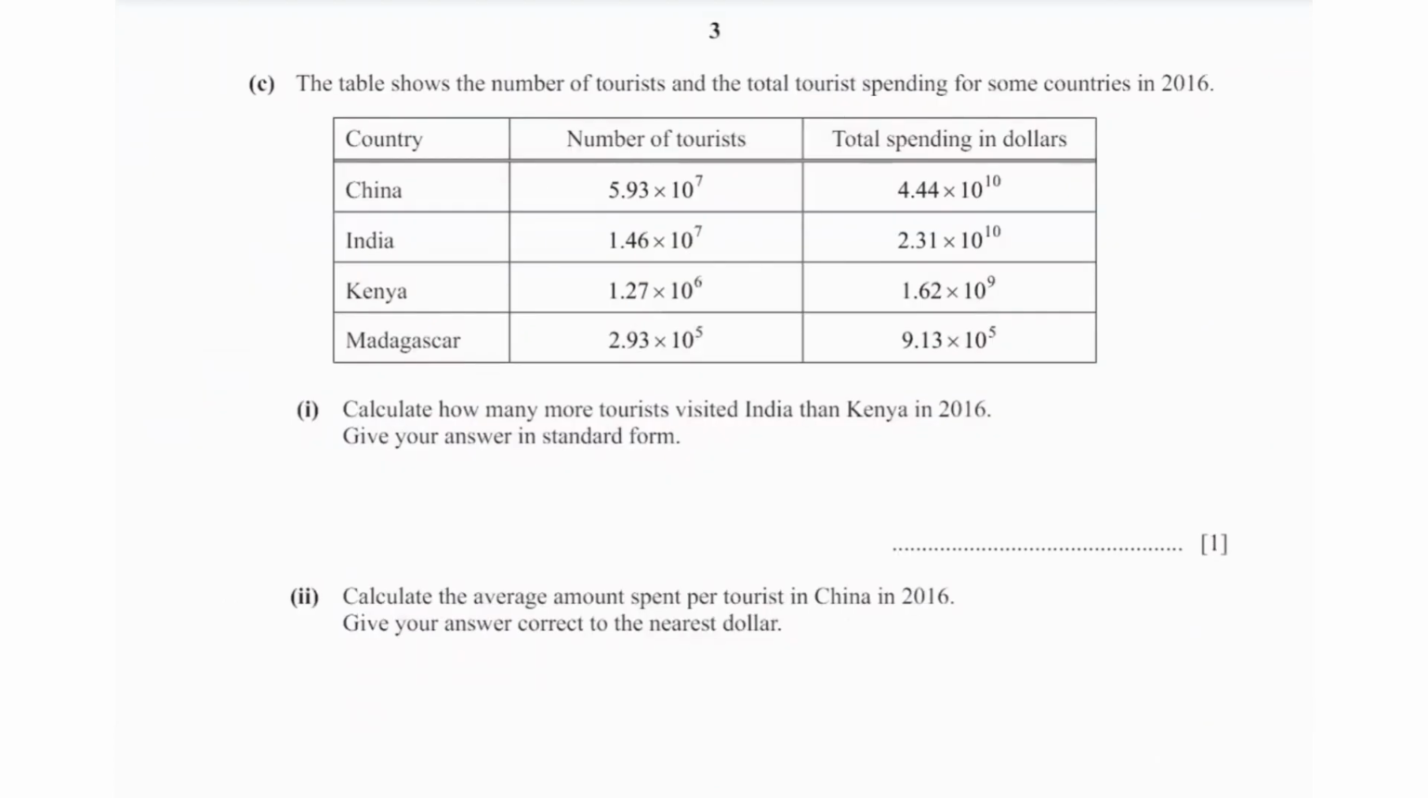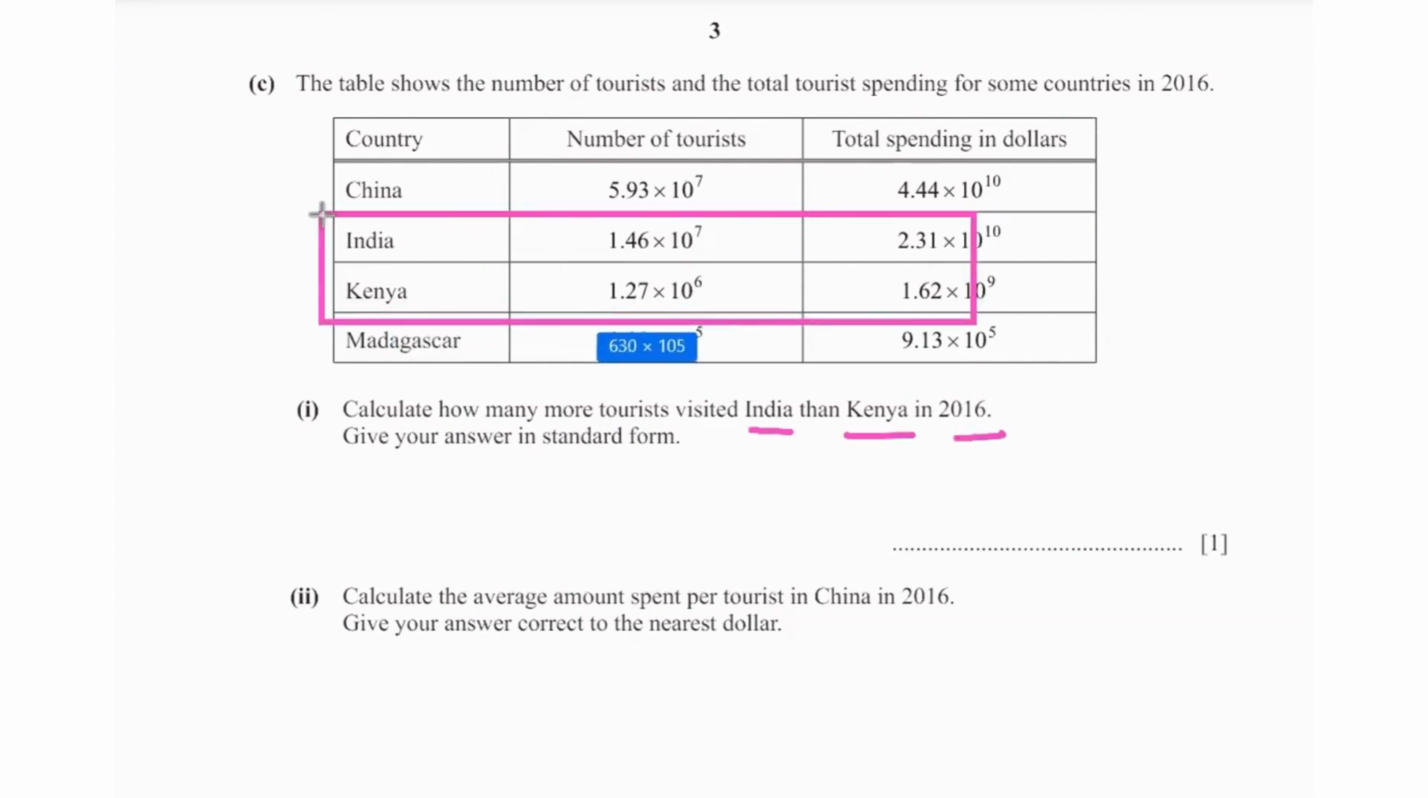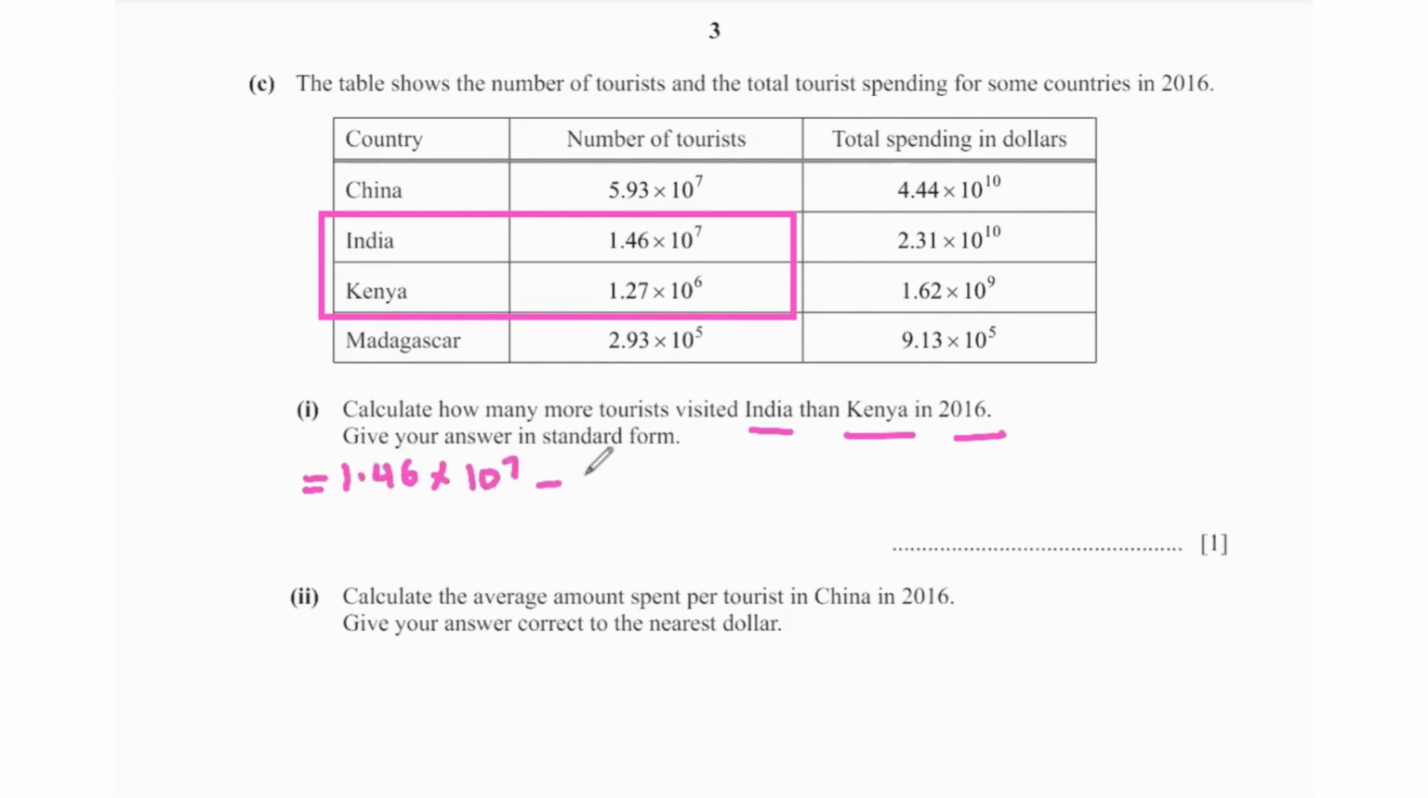Next, the table shows the number of tourists and the total tourist spending for some countries in 2016. Calculate how many more tourists visited India than Kenya in 2016. So let's highlight the tourist part for India and Kenya. So we will subtract the two. 1.46 times 10 to the power of 7 minus 1.27 times 10 to the power of 6. So I'm going to take 10 to the power of 6 common.